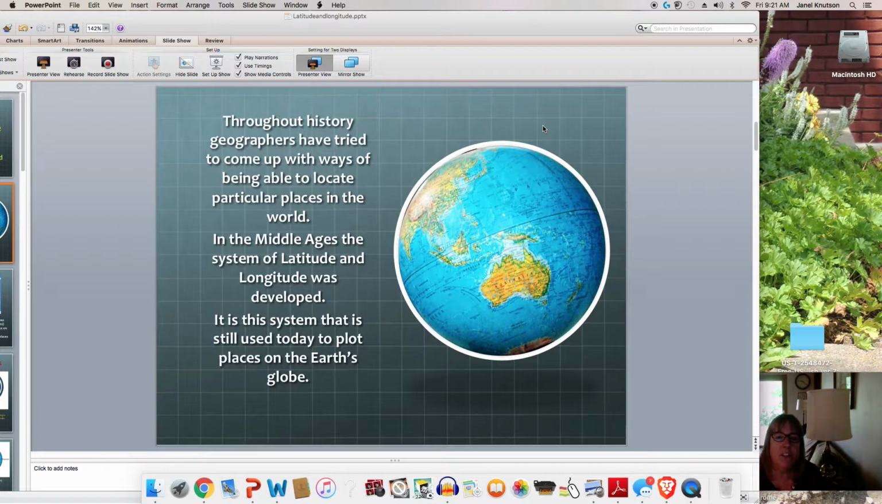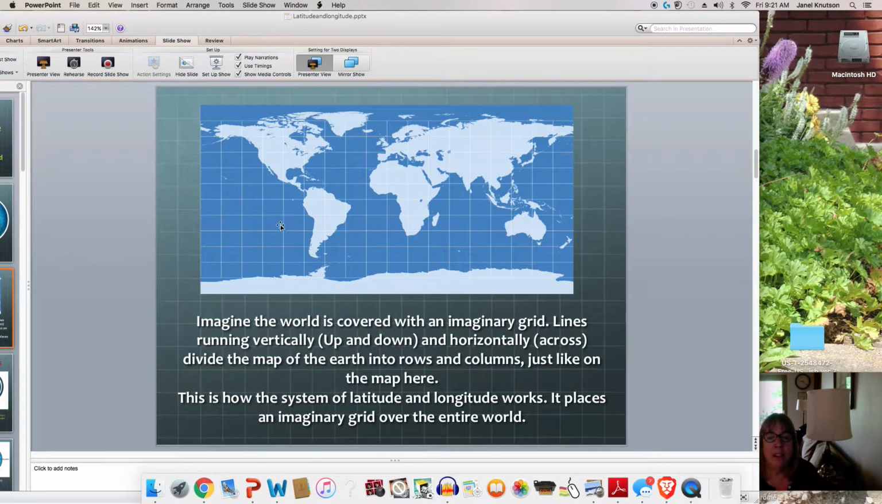Throughout history, geographers have tried to come up with ways of being able to locate particular places in the world. In the Middle Ages, the system of latitude and longitude was developed. It's this system that's still used today to plot places on the Earth's globe. Imagine the world is covered with imaginary grid lines, running vertically up and down and horizontally across. If you divide the map of the Earth into rows and columns, just like on the map here, this is how the system of latitude and longitude works. It places an imaginary grid all over the world.